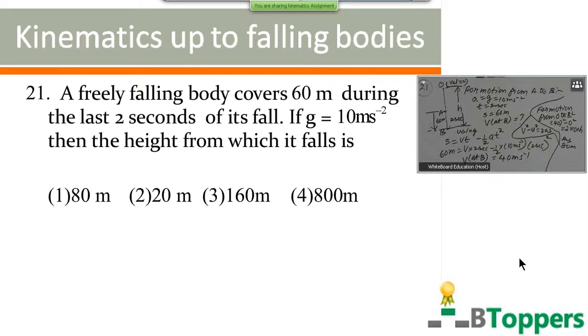So I have discussed the solutions of the first 21 questions out of 24 questions. So I have to still discuss 3 more questions that I will be discussing in my next class. So in my next class, I will be discussing question numbers 22 to 24. Then after that, in the next class, I will also be showing you the remaining questions in the assignment in kinematics up to falling bodies, that is starting from question number 25 to question number 40.